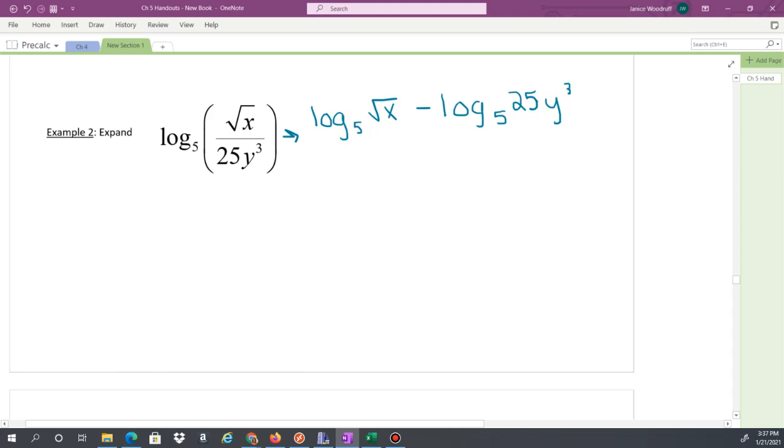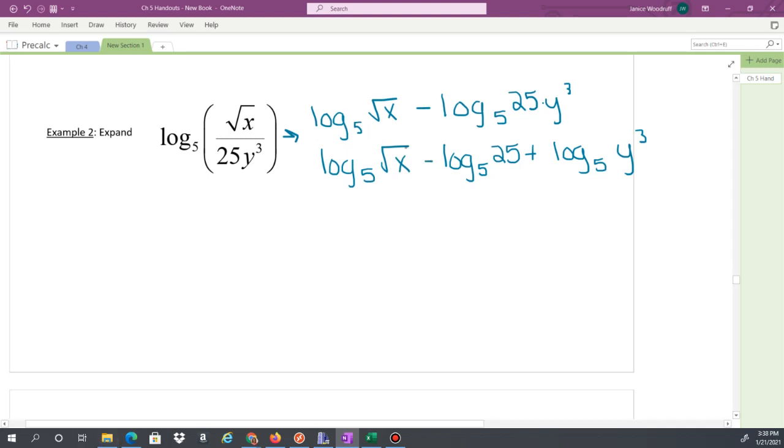Then I'm going to apply the product rule right here between the 25 and the y cubed. So I'm going to make that into plus. So this is going to be log 5 of 25 plus log 5 of y cubed. Now you can put this in parentheses if you want, but it is not necessary to do so. Then bring down your log 5 of the square root of x.